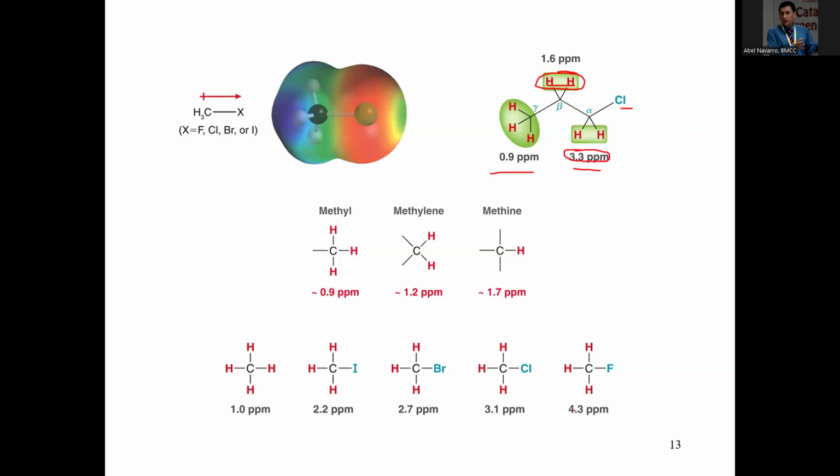The effect depends on the electronegativity. For example, fluorine will push it more to the left. Chlorine, medium high. Bromine, medium low. And iodine, really low effect. The baseline is 1 ppm, and then you can see the effect of each of the halogens, how strong it is. Of course, fluorine will be the strongest because fluorine is the most electronegative atom we have in the periodic table. Methyl CH3s have about 0.9 ppm. Methylene CH2s, 1 to 2 ppm. Methine is 1.7 ppm. It really depends on the presence of the hydrogen.